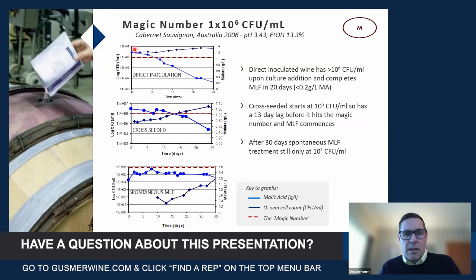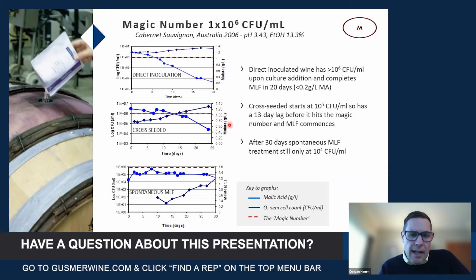The other really good thing we see is the light blue line represents the malic acid, and the malic acid starts to drop pretty much straight away. It's a really nice clean malo, and it's down to 0.2, which at this winery, 0.2 grams per litre of malic acid was their specification for malo to complete. In 20 days, the tank's finished malo. So it's really effective, and this wine graded really well. It was bright, it was clean.